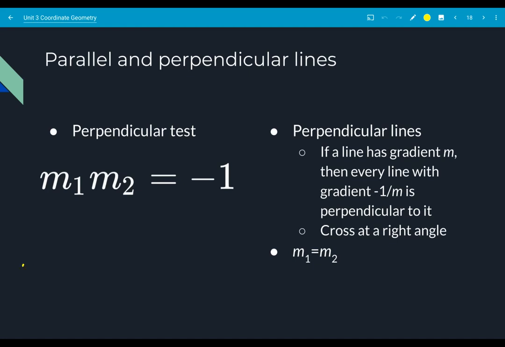So that means if I have M1, that is the same as -1 over M2. Okay, the negative reciprocal is your perpendicular line. Negative reciprocal: you flip it and make it negative. So if my slope is 1/2, my perpendicular slope is -2.